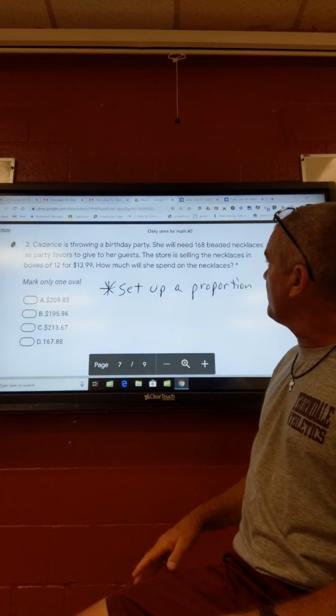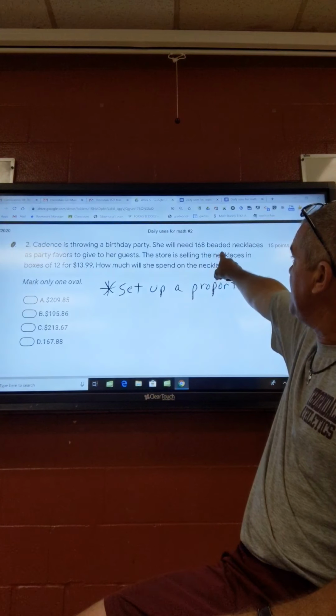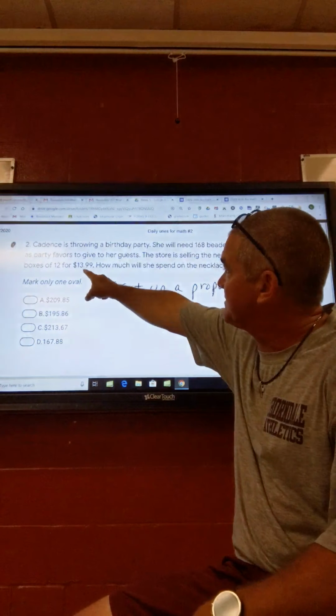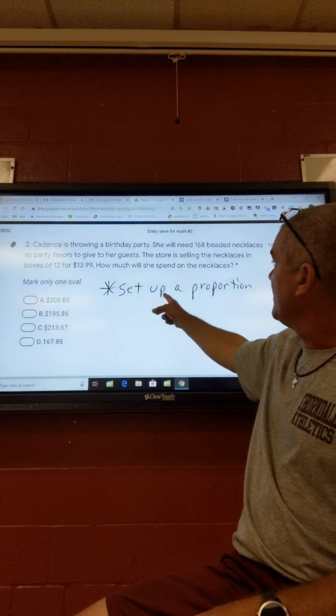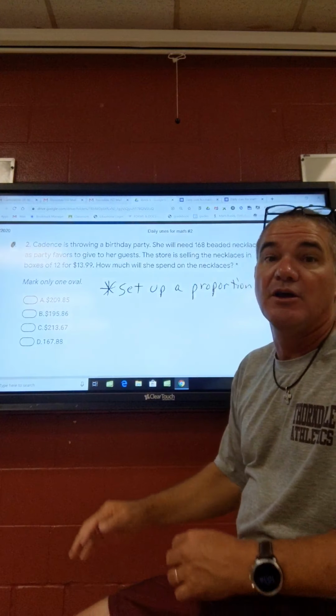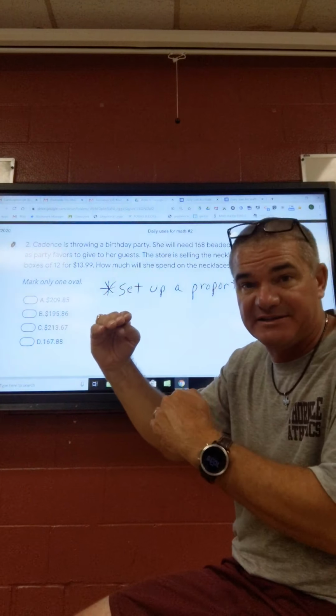All right, Kate's throwing a birthday party. She needs 168 beaded necklaces. It's boxes of 12 for $13.99. So how much will she spend on the necklaces? Well, set up a proportion. Look at beads to price.